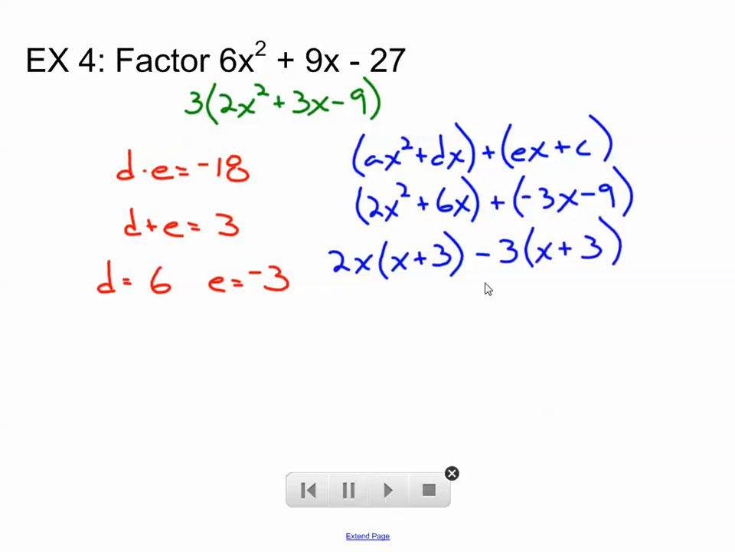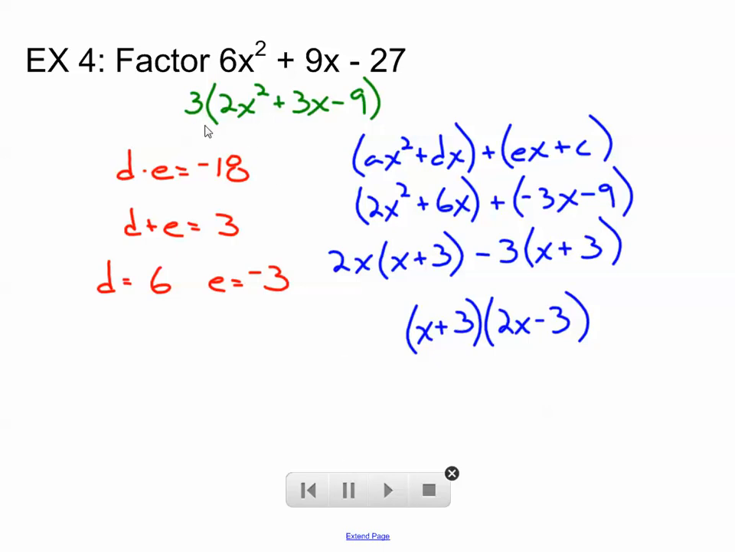Remember, you can always check this by doing the distributive property too. Negative 3 times x is negative 3x. Negative 3 times 3 is negative 9. We get what is almost our complete factorization. X plus 3 is in both of these. That's one of the factors. 2x minus 3 is the other.